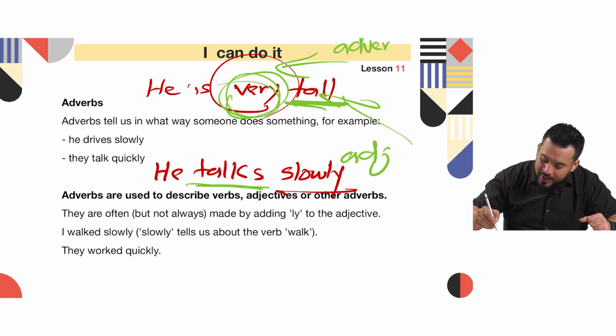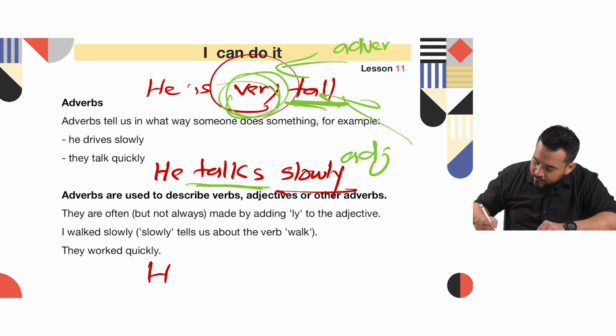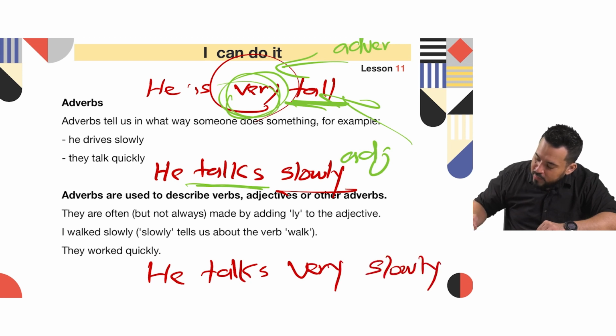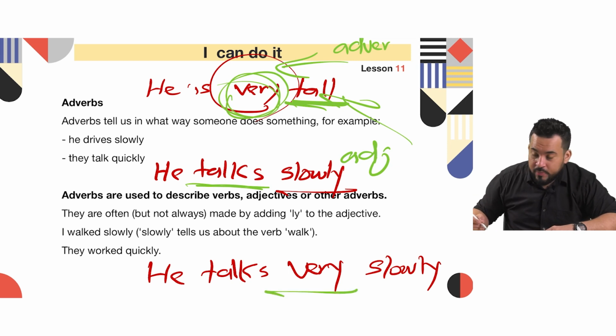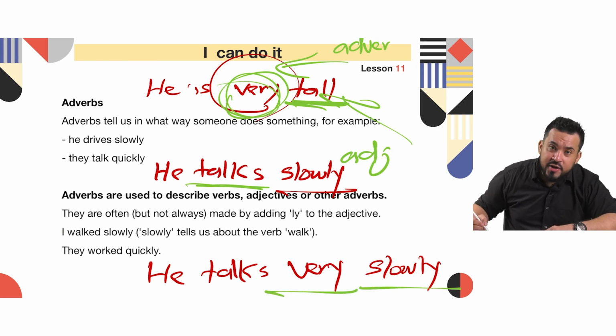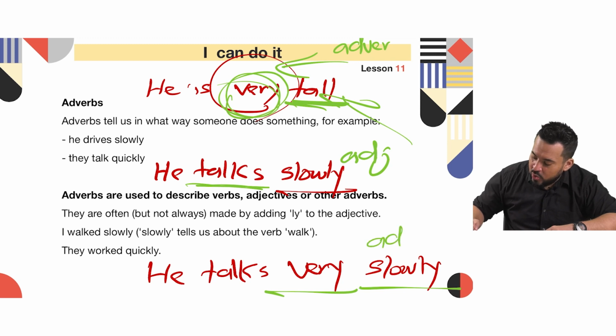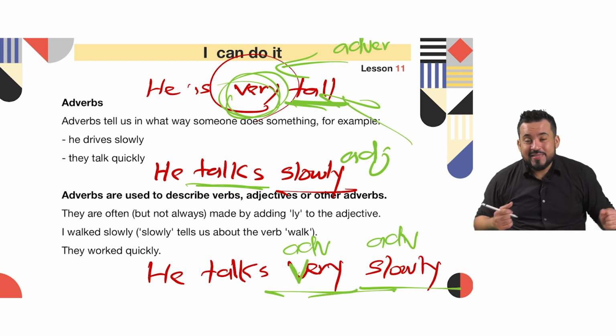If I can add here, and I say, he talks very slowly. That will make very an adverb because it describes another adverb. So we have slowly is an adverb, and we have very is an adverb. Why? Because very described slowly. Therefore, it is another adverb.